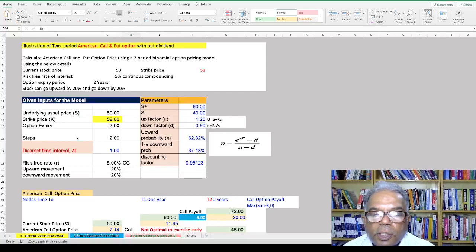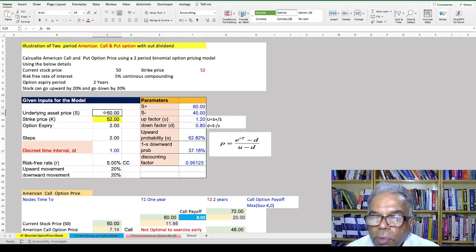So today let's examine a two-period American call option and put option using a binomial option pricing model. Let's take some assumptions quickly. The current stock price is 50 and the strike price is 52. The option expires in 2 years. The number of steps is 2, so the discrete time is 1 year, 1 year.